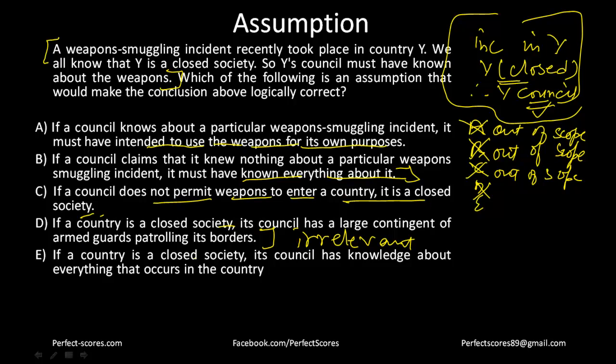It says if a country is a closed society, its council has knowledge about everything that occurs in the country. So this seems like the correct assumption. However, let's try the negation test on it. The negation would be, if a country is a closed society, its council has no knowledge about everything that occurs in the country. Now if you take some time and try to insert this into the argument, you'll find that it is weakening the argument. That means the original option E was the assumption, so the answer is E.